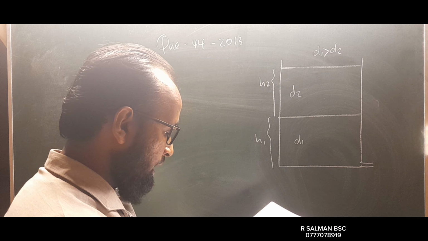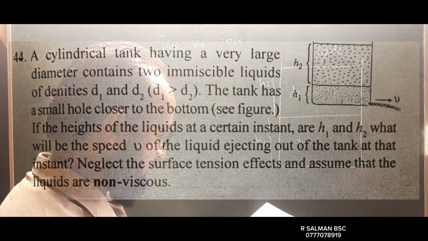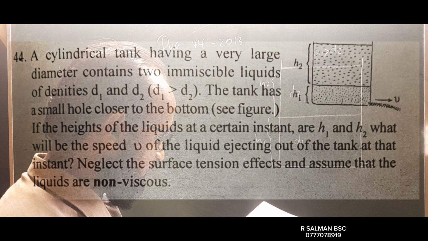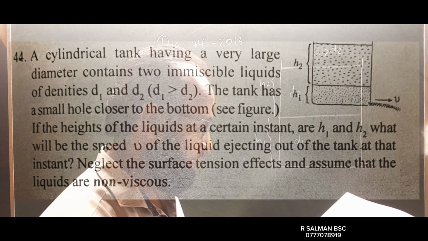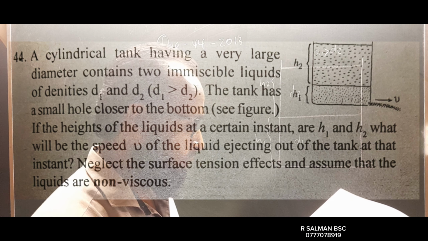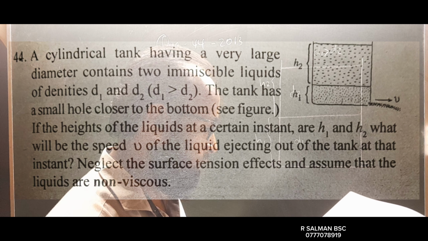A cylindrical tank having a very large diameter contains two immiscible liquids, densities d1 and d2. The tank has a small hole closer to the bottom. If the heights of the liquids at a certain instant are h1 and h2, what will be the speed v of the liquid ejecting out of the tank at that instant? At this instant is an important point. Here the velocity of the liquid is marked as v. Neglect the surface tension effects and assume that the liquid is non-viscous.